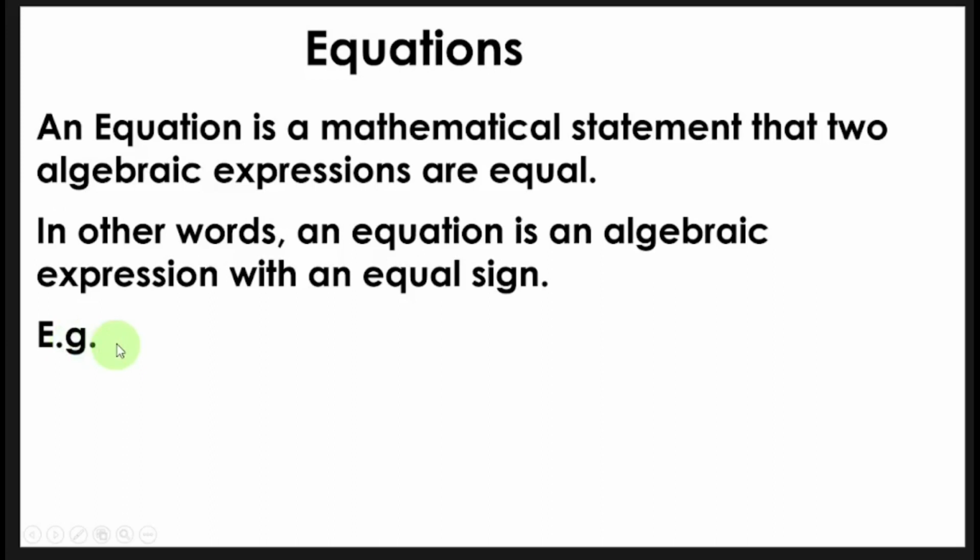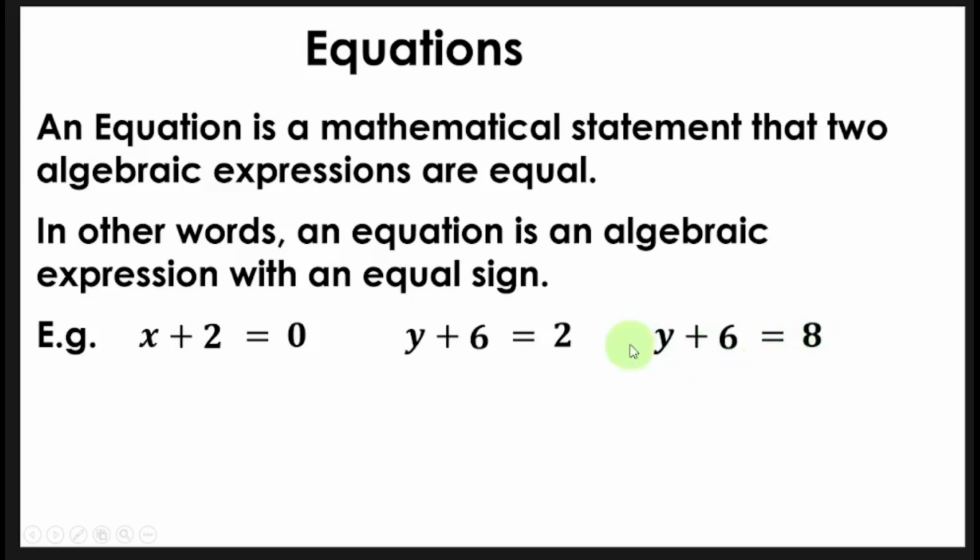For instance, if we have x plus 2 equals 0, this becomes an equation, because we have an algebraic expression and an equal sign in it. This one also, y plus 6 equals 2. This as well becomes an equation because we have an algebraic expression and an equal sign in it. And then we have y plus 6 equals 8. This as well becomes an equation.